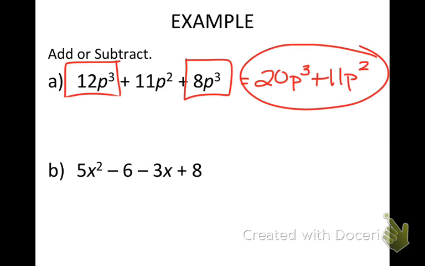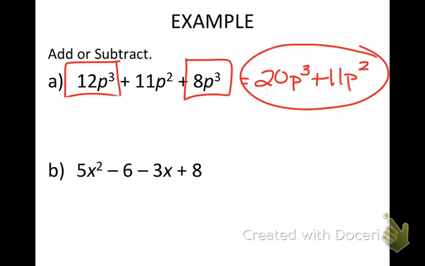Let's practice this. The degree is 3. Your highest degree is 3. So it's a cubic binomial.